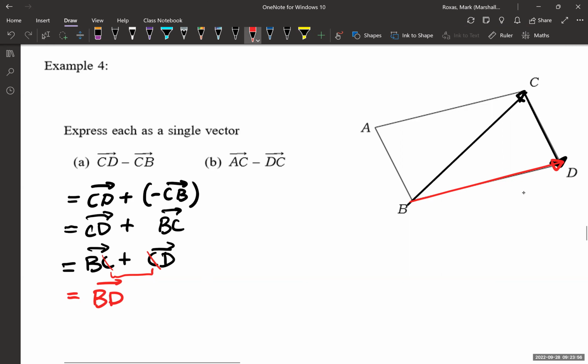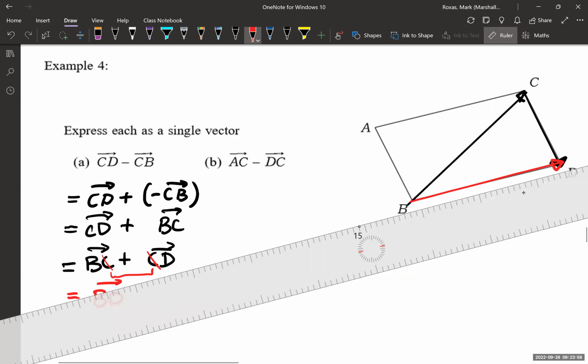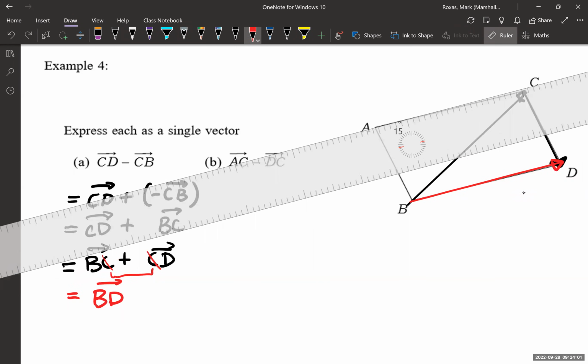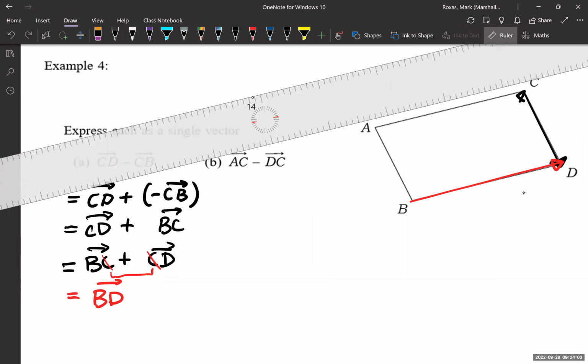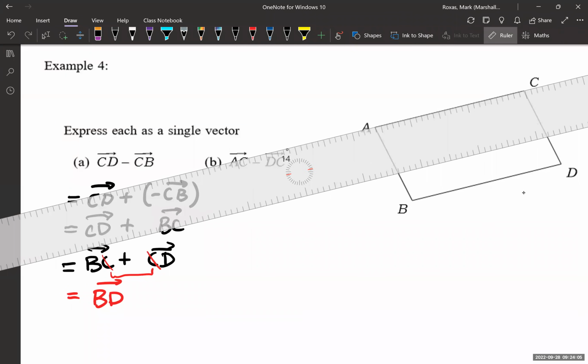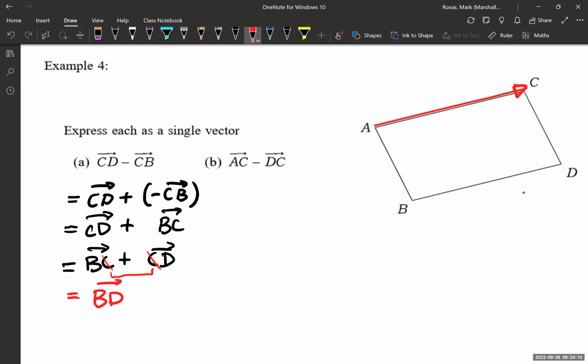Okay, the next one, A to C minus D to C. A to C, I'm going to draw here. Actually, let me erase the other one so I don't clutter them. A to C is the vector connecting point A to point C. And vector D to C is the vector connecting point D to point C. Notice how they're connected head to head, but it's a subtraction. So I still have to change that to an addition, right? So A to C plus the negative of D to C.